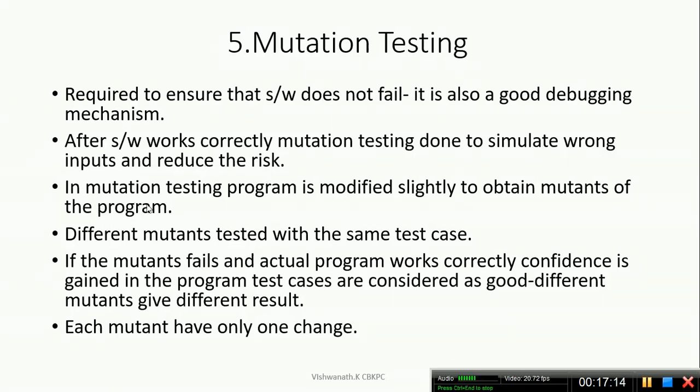Now in mutation testing, the program is modified slightly to obtain mutants of the program. The program is modified, or altered. Mutation means modified, altered. Mutants mean alterations of the program. When we alter a program, what is the actual output after the mutation? That is what we are going to test within mutation testing.